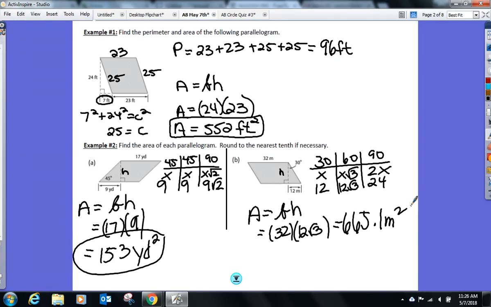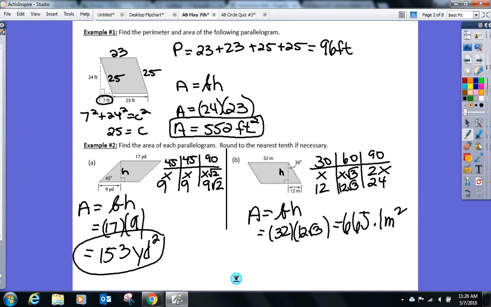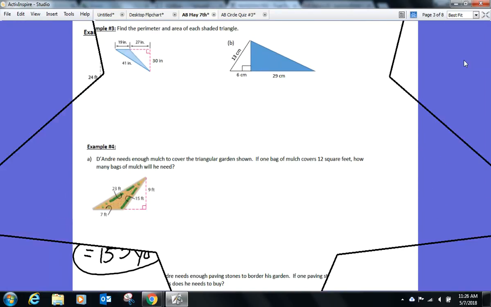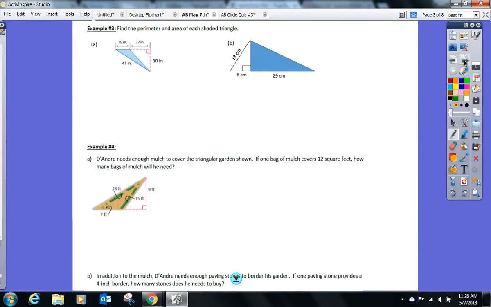Any issues from you guys? We're okay so far. Can we get off parallelograms and go to triangles now? Okay, ready for triangles? Find the perimeter and area of each shaded, not the whole thing, the shaded part. Let's go perimeter first.